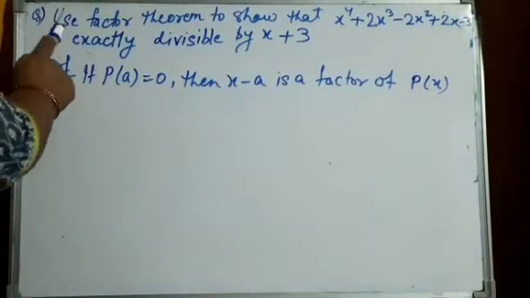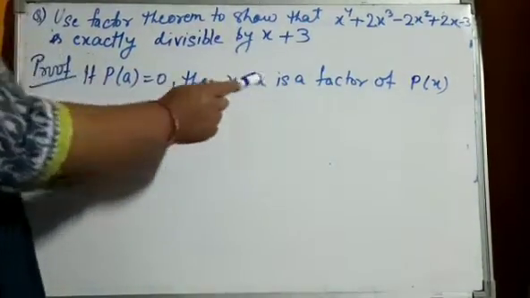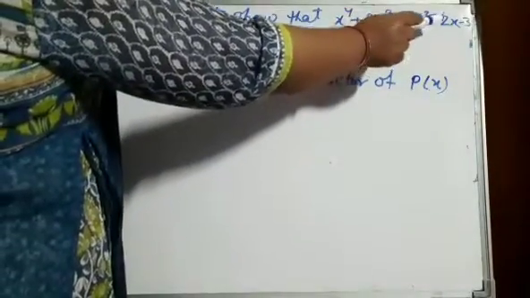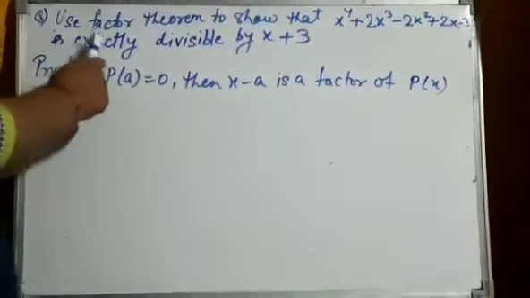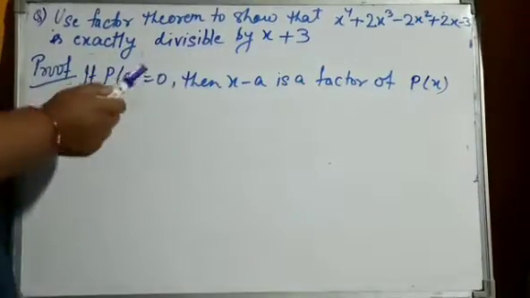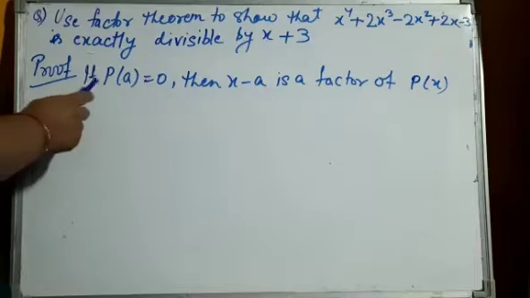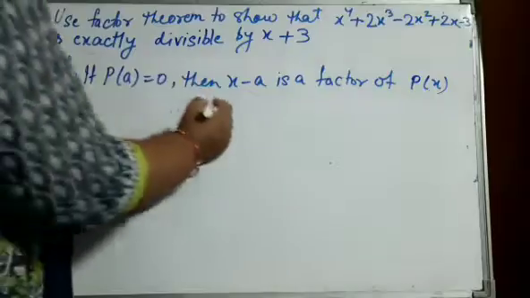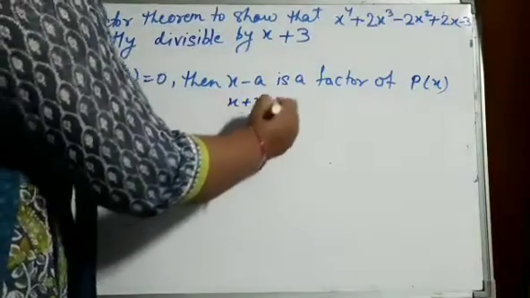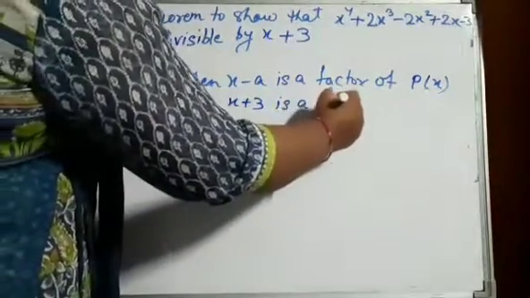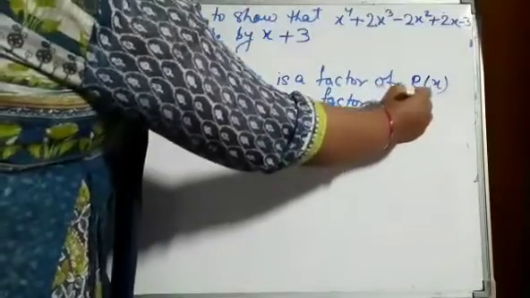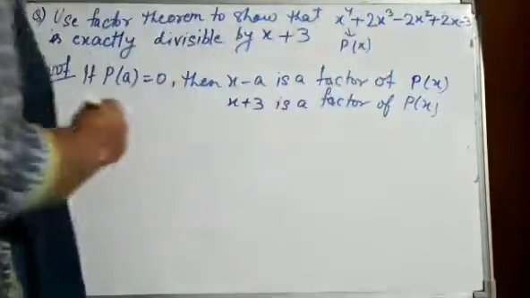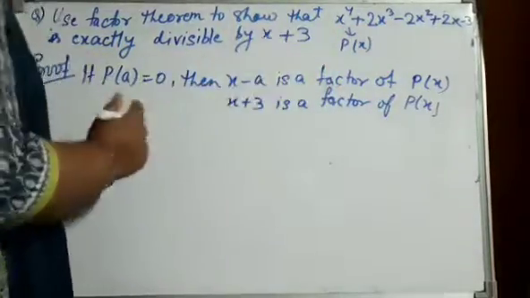See, the second question: we have to use the factor theorem to show that this polynomial x to the power 4 plus 2x cube minus 2x square plus 2x minus 3 is exactly divisible by x plus 3. Just now in the factor theorem we studied that if p of a equal to 0, then x minus a is a factor of p of x. So how can we show x plus 3 is a factor of the given polynomial p of x? Suppose this is a polynomial p of x.